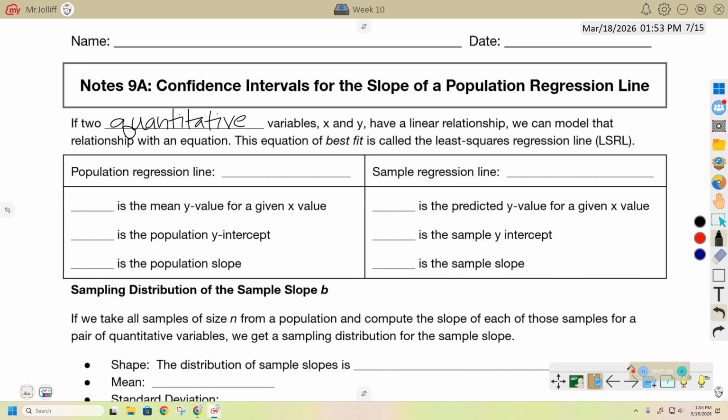We've seen this with our sample regression line. Y hat equals a plus bx. And you guys told me earlier y hat is our predicted, a is our y-intercept, and b is our slope.